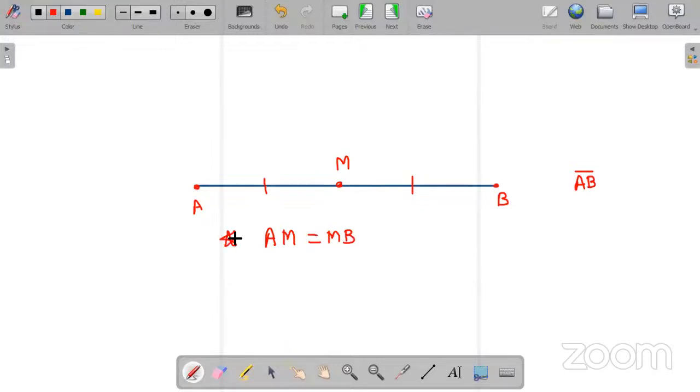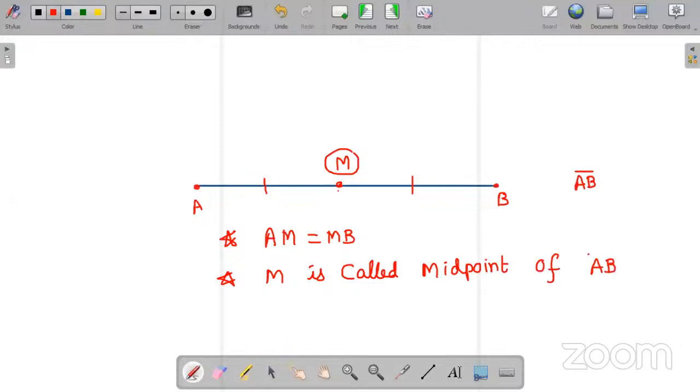So if AM is equal to MB, M is located midway between A and B. The distance from A to M is the same as the distance from B to M. So M is located midway between A and B, and M is called the midpoint of line segment AB. Clear? Did you get the idea? Have you understood? Yes or no?